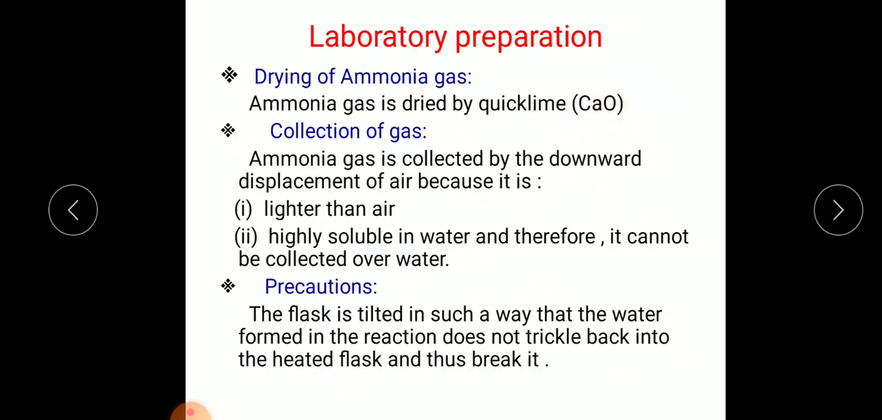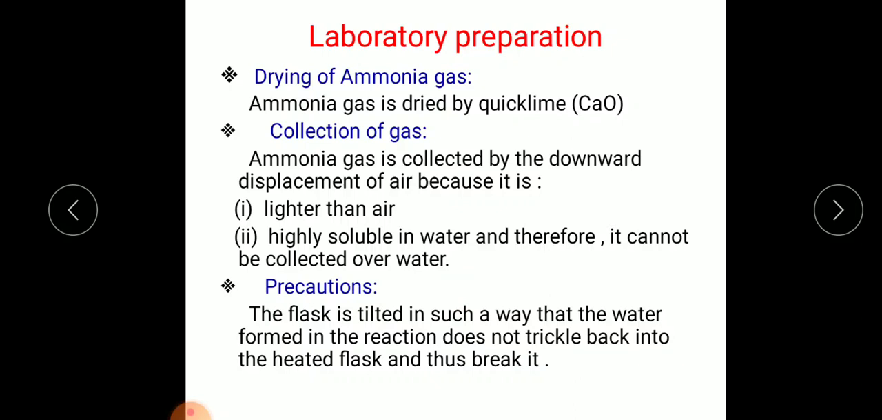Now how is the gas collected? Ammonia gas is collected by the downward displacement of air, because it is lighter than air and it is highly soluble in water, and therefore it cannot be collected over water. So ammonia gas is collected by the downward displacement of air.